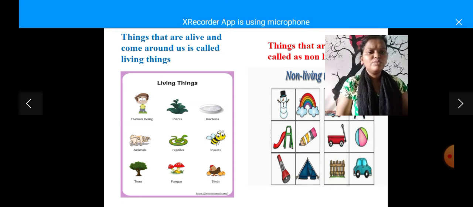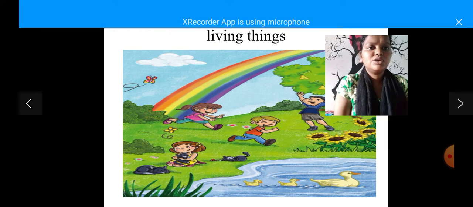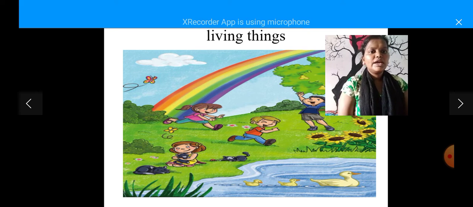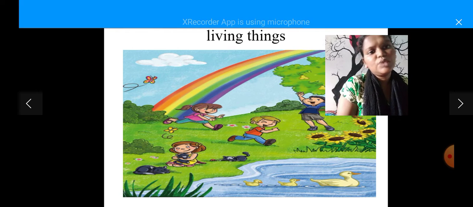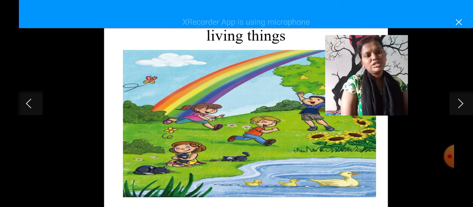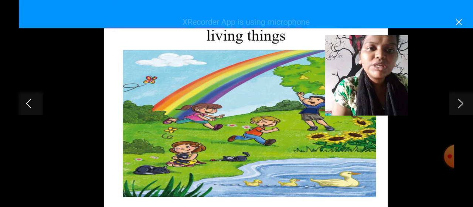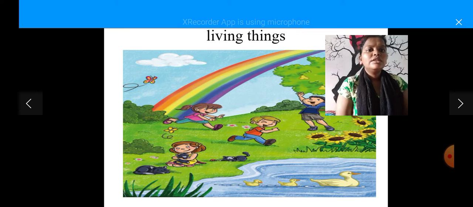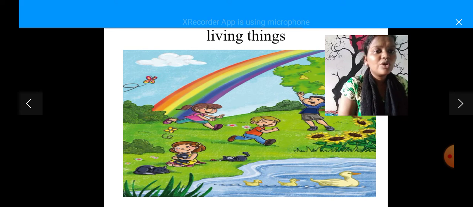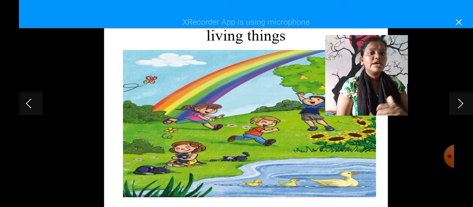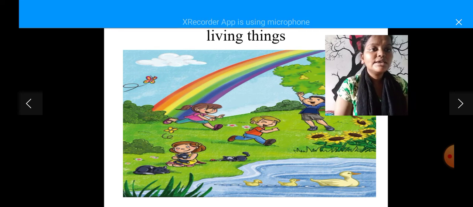These are all unable to move. So these are all called non-living things. Okay, next picture. In this picture, can you identify what are living things and non-living things? Students, can you see the picture? Yes, the boys and girls are running in the park. That is called living things. These boys and girls are called living things because they are moving.